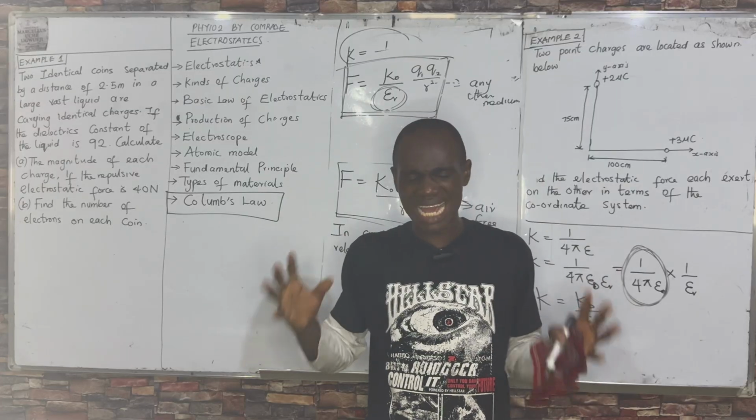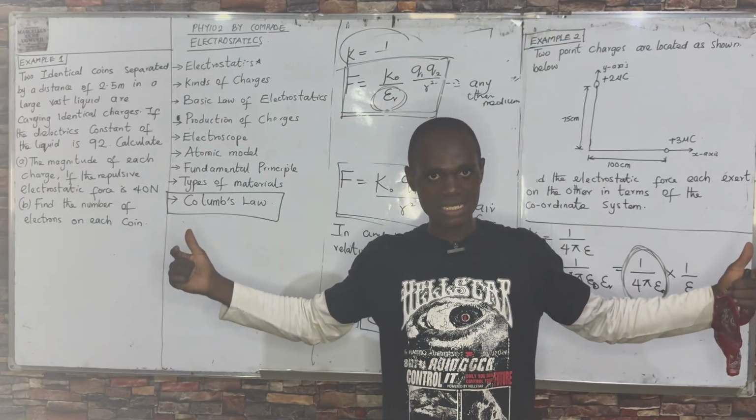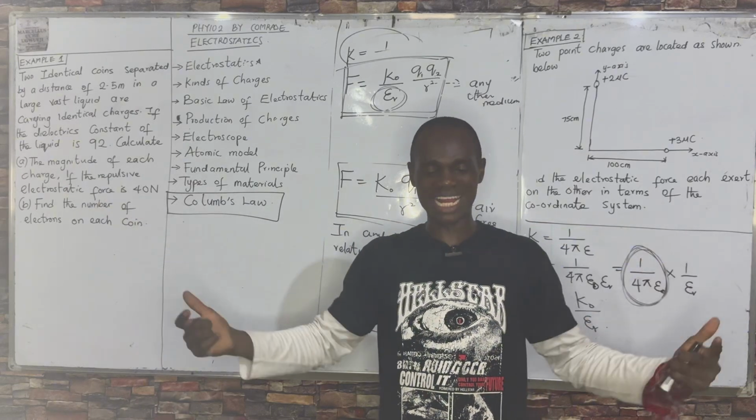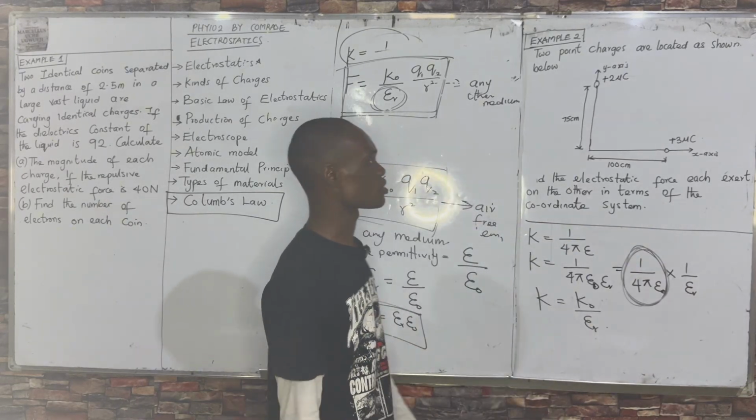And how do you get the direction? Please do not forget, like charges do what? They repel. Unlike charges do what? They attract. Is that clear? That is what you must understand.